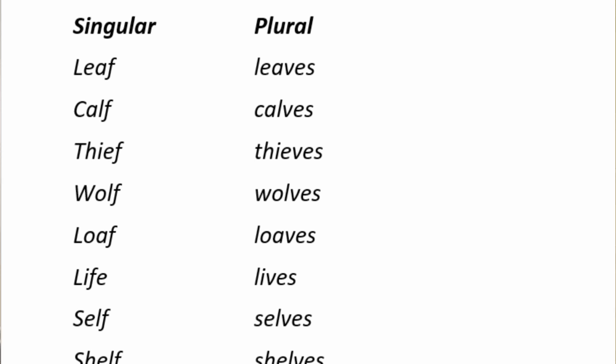You can see that this is a pattern of words. So how do I uncover the secrets? By studying the pattern, the similar words, in order to change them to plural. So for leaf, we have leaves. For calf, we have calves. For thief, we have thieves. Wolf, wolves. Loaf, loaves. Life, we have lives.